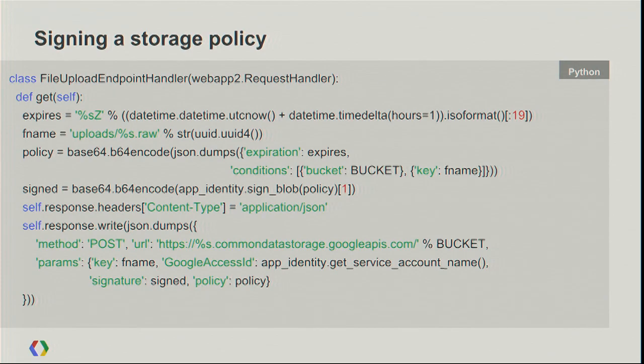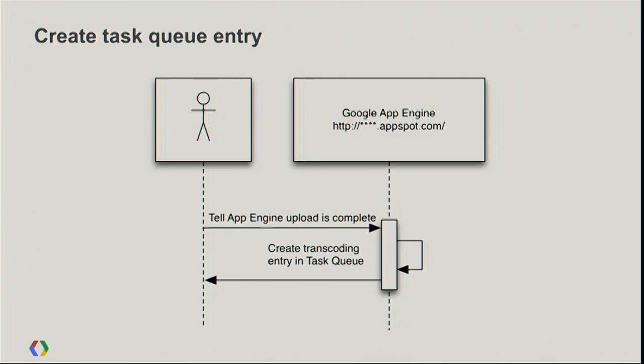Then we return that data as well to the full endpoint, as well as the other parameters that we need for the front end, for the JavaScript to submit that. So once the file has finished uploading, we then create a task queue entry. We do that from the browser sends a message back to the App Engine app to say it's complete. We then create an entry in the task queue.